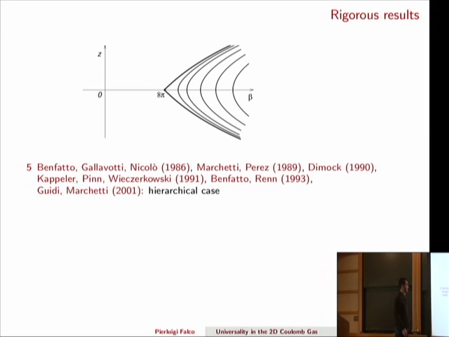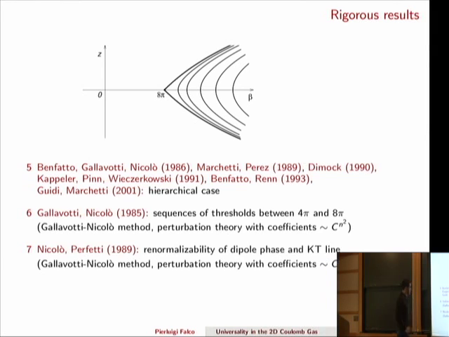Okay, there are plenty of different approaches. All are in this approximation that is called hierarchical approximation. It works, and basically they could find what they wanted to find. But it's an approximation, of course. Then there are these other two papers done with this Gallavotti-Nicolò method, the Gallavotti-Nicolò tree expansion. In this first one, they conjecture the presence of other thicker lines between 8 pi and 4 pi, in the sense that there are thresholds at which the coefficients of the power series of the free energy are divergent.